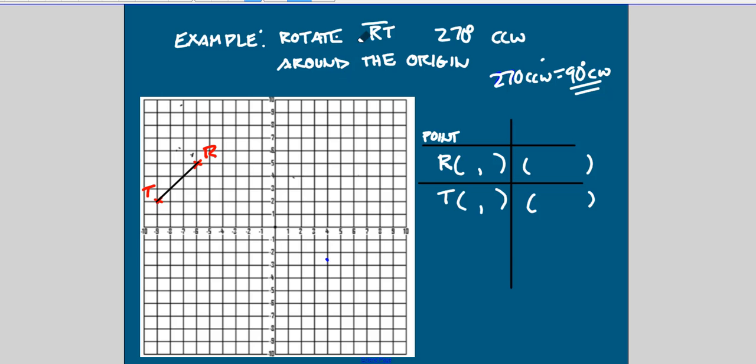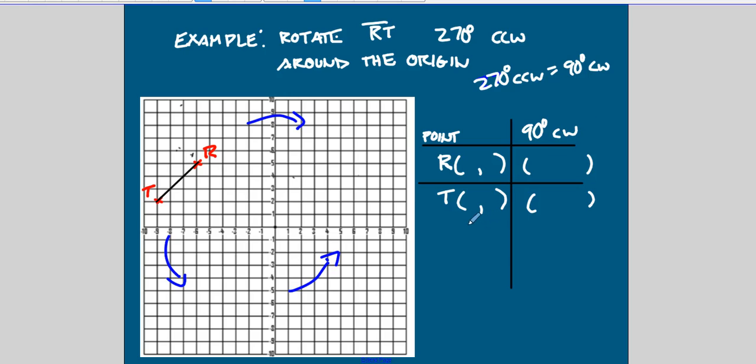Okay, in my last example, rotate segment RT 270 degrees counterclockwise about the origin. So counterclockwise again is this way. We're going from Q2 to Q3 to Q4 back to Q1. That would be a 270 degree rotation. But it's a lot easier to go just 90 degrees clockwise, because 270 degrees counterclockwise is equivalent to 90 degrees clockwise. And that's what we're going to do.